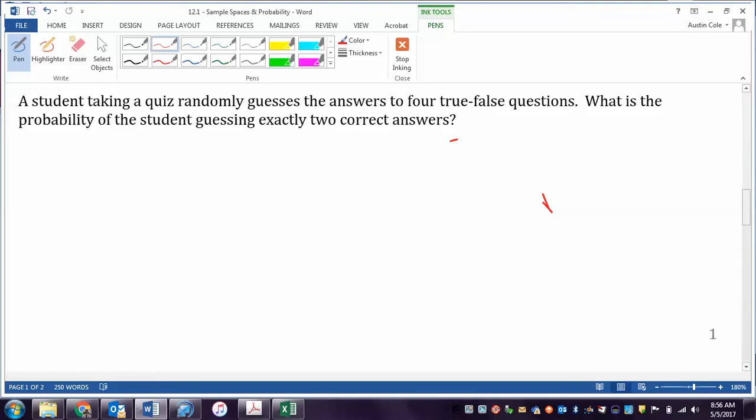Joe, what do you think? But he could also get exactly 3. He could get 3 of them right. He could get all 4 of them right, couldn't he? Or he could get none of them. Or 1.